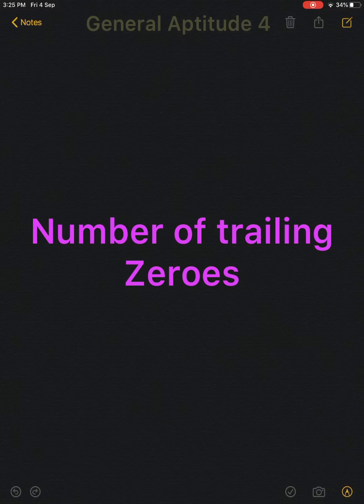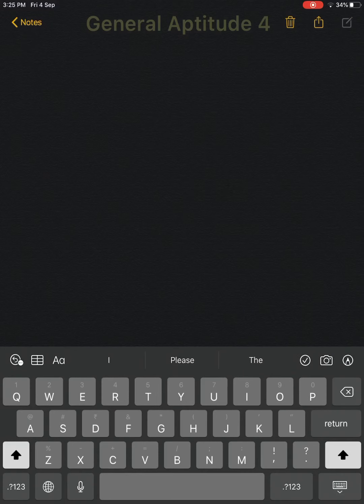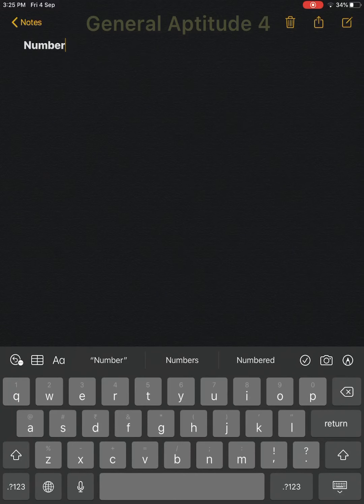Hello everyone. Today we will again deal with two different kinds of problems related to the number of trailing zeros at the end of any number, which is the result of a product or which may be the expanded form of a factorial. So here we begin with the first problem: number of trailing zeros in a product.